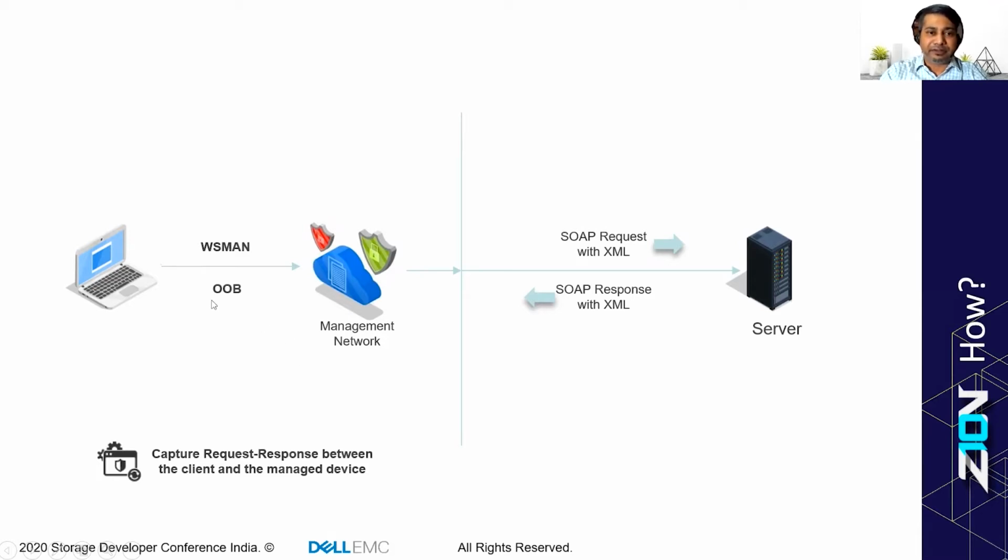Now, if you look at this diagram, what it tries to tell you is that whenever any management client, be it your management software or your management client, tries to talk to your physical devices, whenever the data is flowing over the management network, what we try to do is capture the request that is moving. So think about it like a proxy that is sitting between your management client and your physical device.